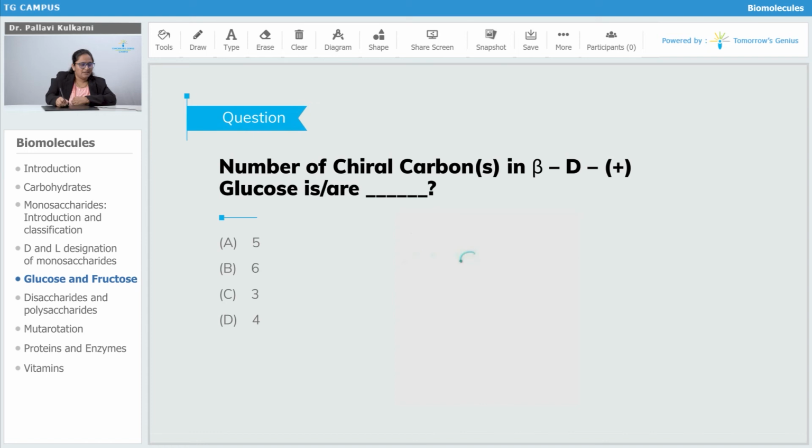Again, follow the same method. 1, 2, 3 and 4 carbon atoms. The CHO group on the top, CH2OH at the bottom. I am writing the D form, that is, this is the penultimate carbon atom on which the hydroxyl group is on the right hand side. The rest of the hydroxyl groups like this. Now write down the remaining hydrogen and hydroxyl groups like this.